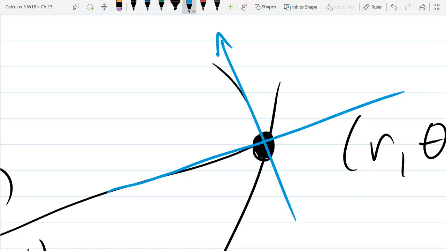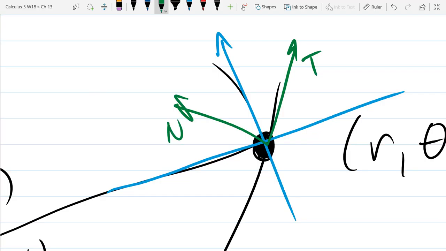The only problem is I'll draw the old local frame. The old local frame looked like this. So it's going to draw a local frame, but it won't be the same one. The old local frame had a T in the velocity direction and an N pointing towards the direction you were turning. So we have a different local frame this time around. However, you still have a local frame.